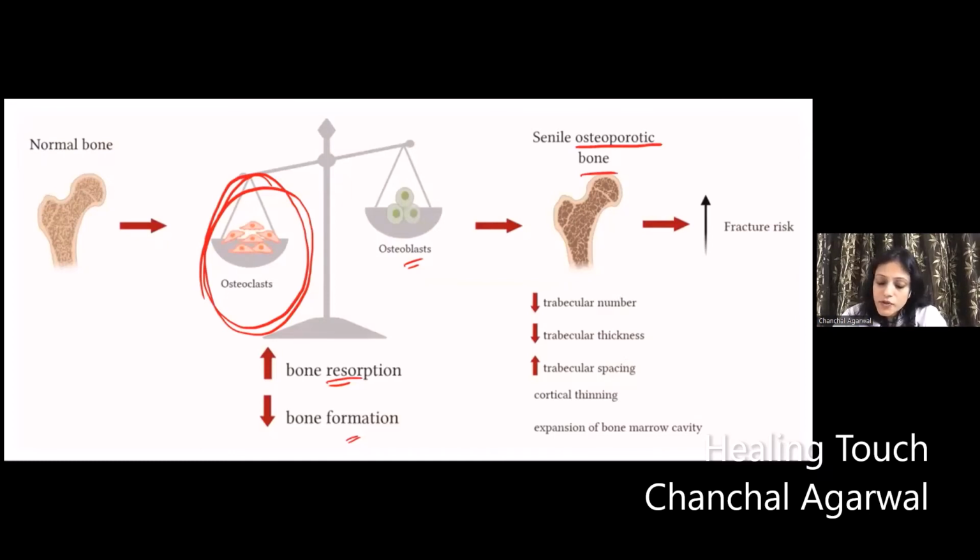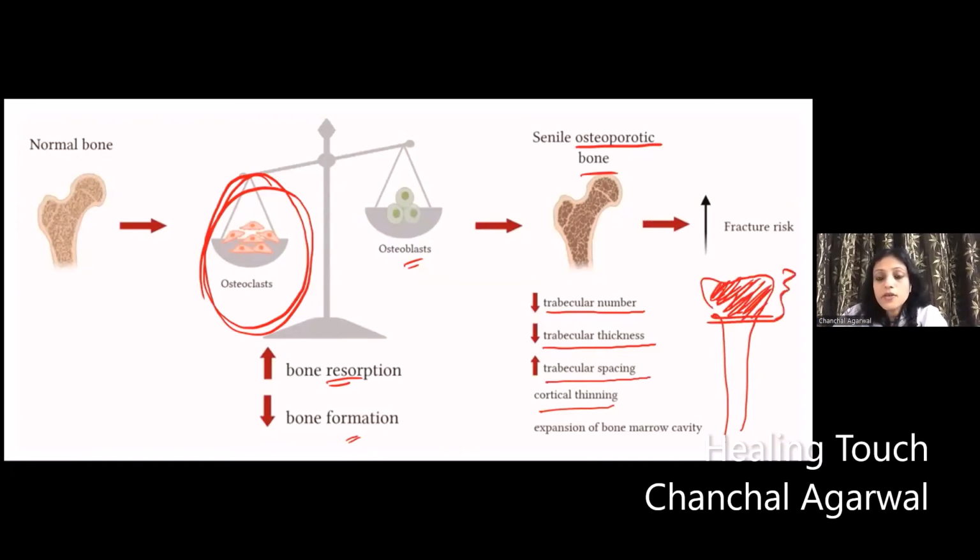So trabecular number decreases, trabecular thickness decreases, trabecular spacing increases, cortical thinning takes place. That means the topmost part of the bone, which is called the spongy bone. This spongy bone is called the trabeculae. So this trabeculae starts eroding. That means dying or finishing up.